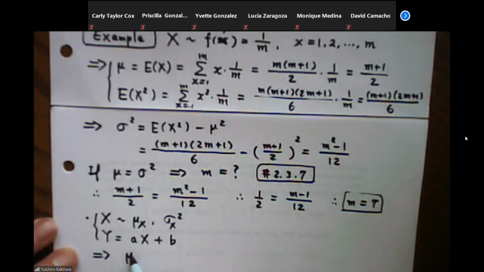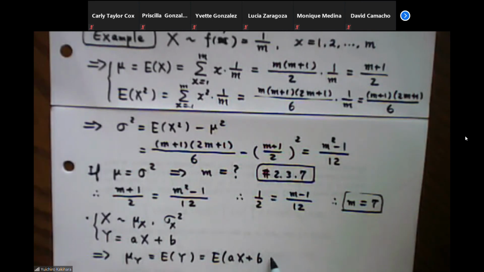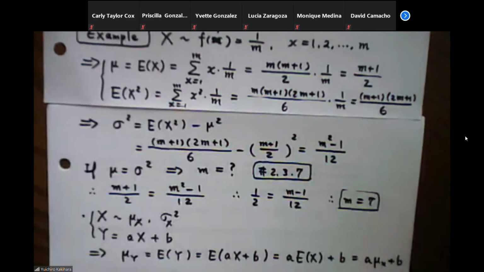Then I calculate mu sub y. First of all, this is E of y, and this is E of ax plus b. Then a times E of x plus b itself. So this is a times mu sub x plus b. Oh, it's easy.